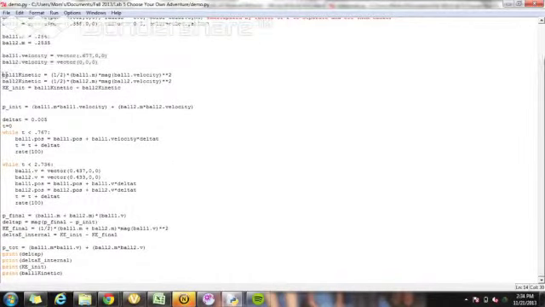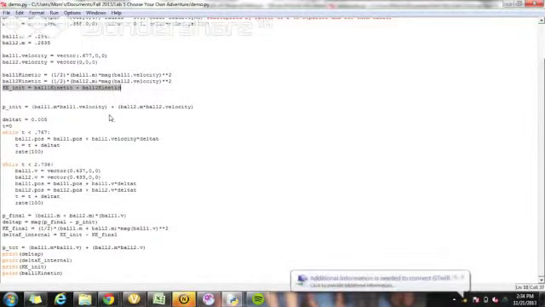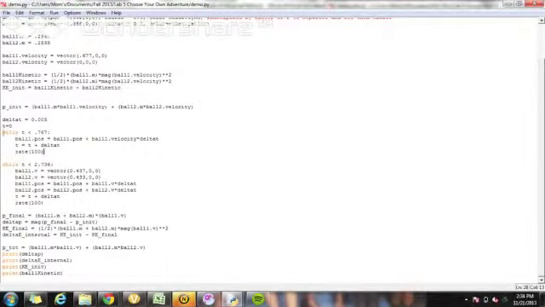I then used the formula for kinetic energy to calculate the initial kinetic energy of the system before the collision, which is 1/2 the mass of car 1 times car 1 velocity squared plus 1/2 the mass of car 2 times car 2 velocity squared. And then I calculated the initial momentum with the equation: mass of ball 1 times the velocity of ball 1 plus the mass of ball 2 times the velocity of ball 2.